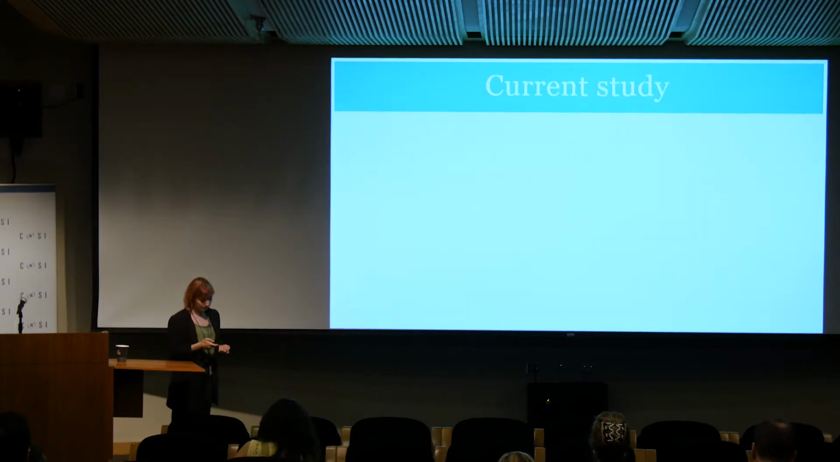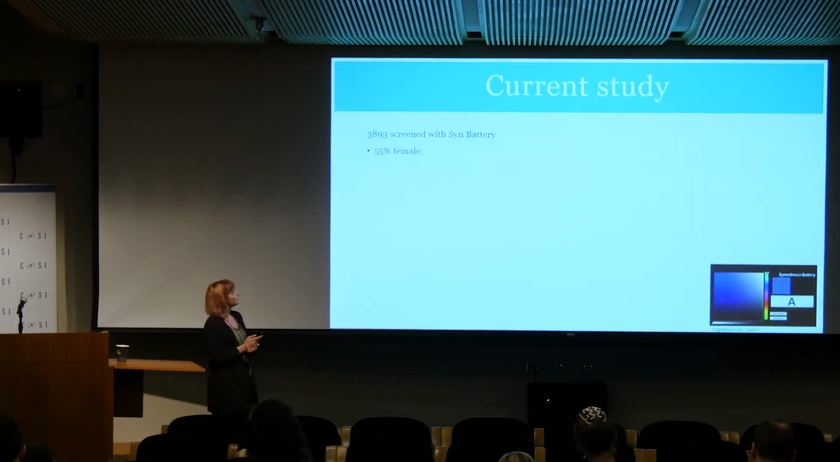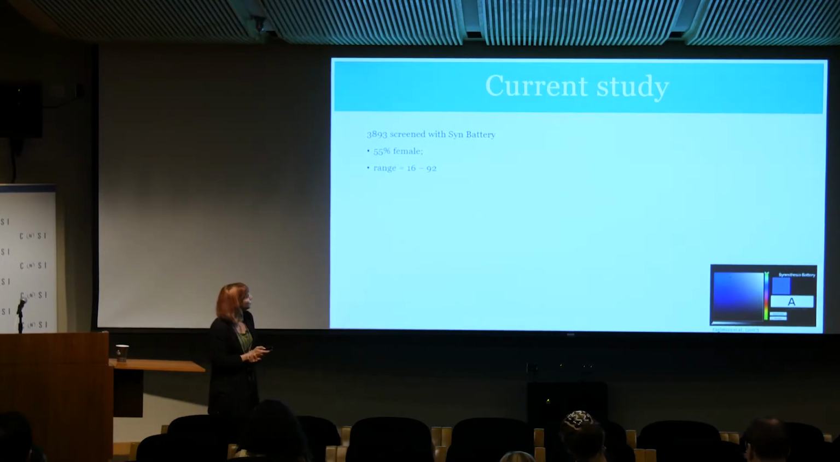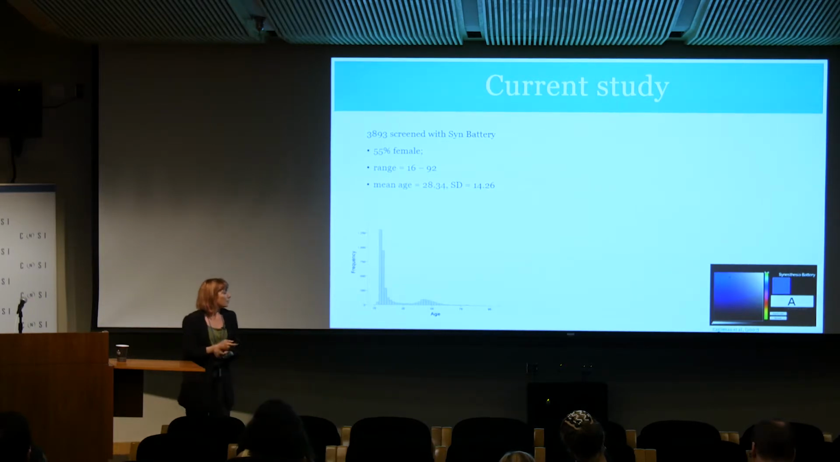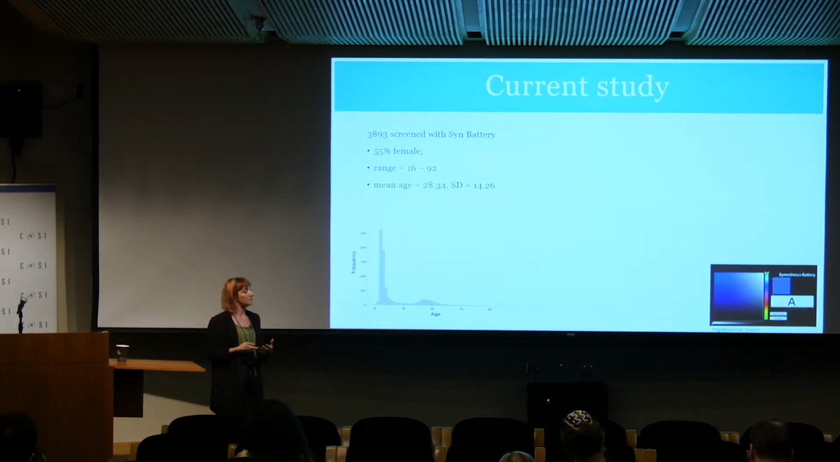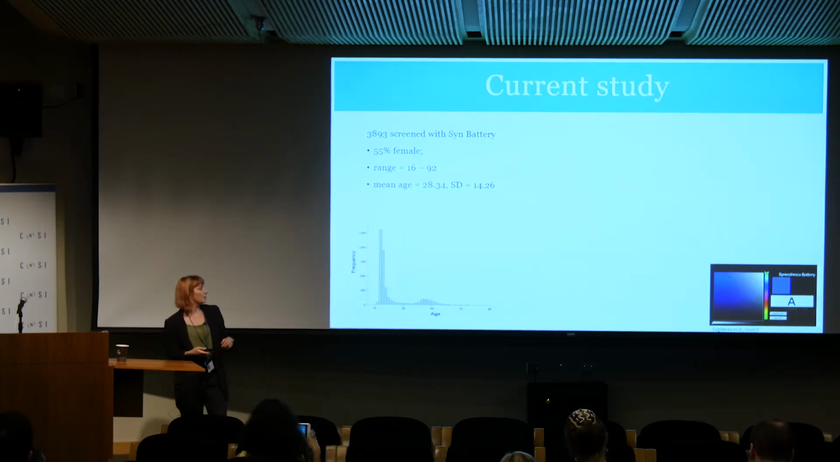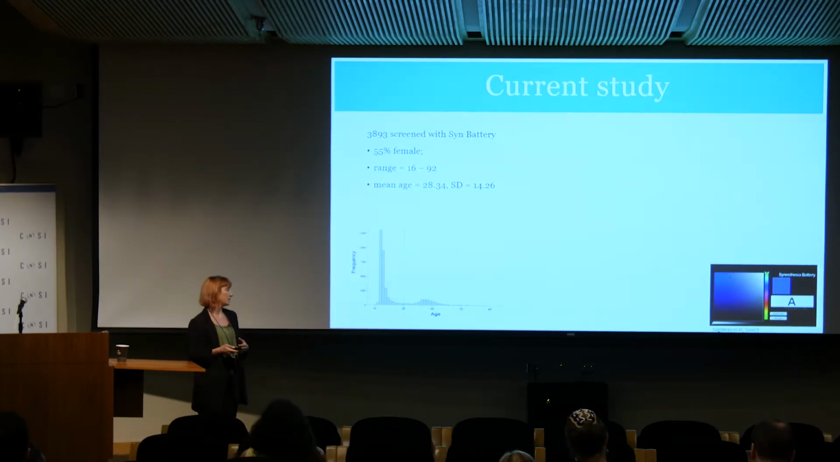So what we did was we got 3,893 people screened with the synesthesia battery by Eagleman. Half of them were female. We had a range of ages from 16 to 92, but we ended up having a sort of bimodal distribution with a lot more younger people. So we split the data in a data-driven way into two groups. Our older participants are not really traditionally classed as old, but they are people 35 and over, and our younger participants are under 35.